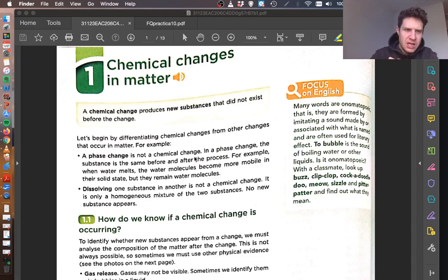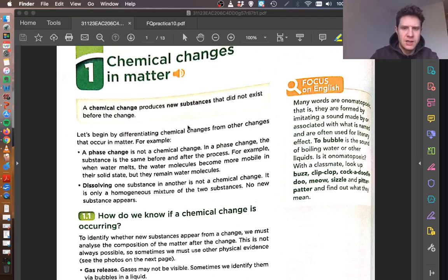Very interesting. So, here in topic 4, chemical changes in matter, what we're going to see is the different changes in matter and chemical changes and how to recognize them. Okay, so the first thing we need to remember is this sentence here. I'm going to underline: a chemical change produces a new substance that did not exist before the change.